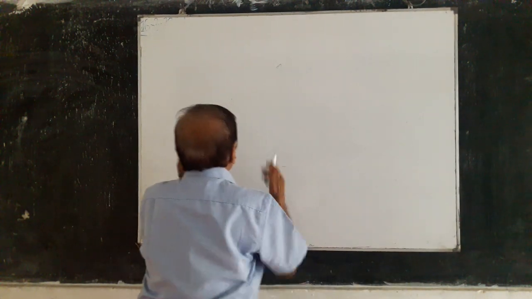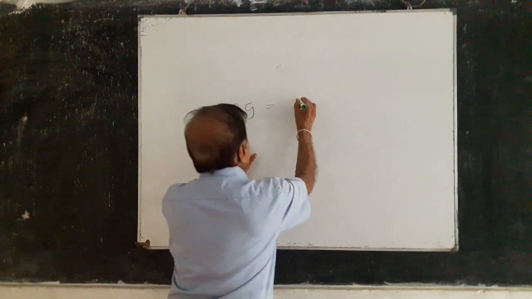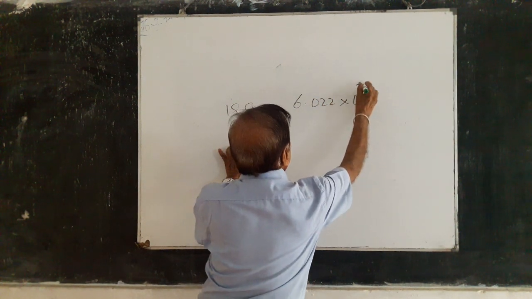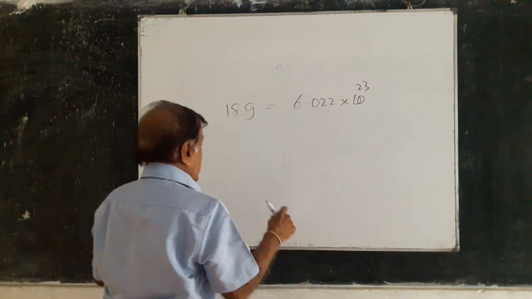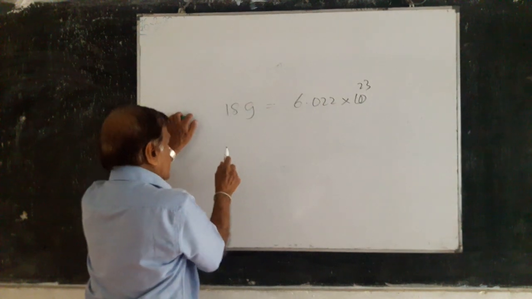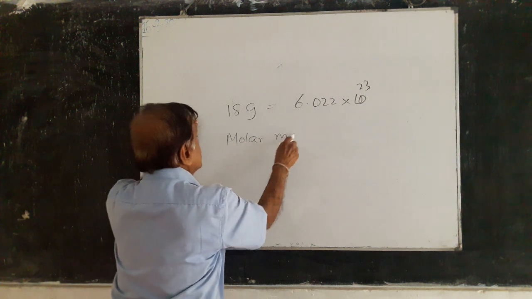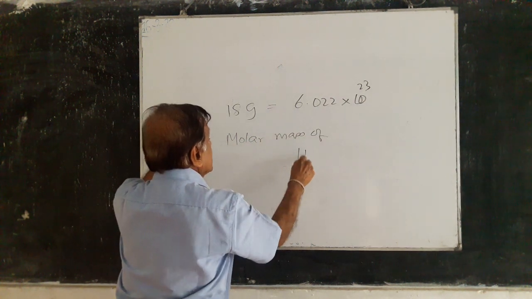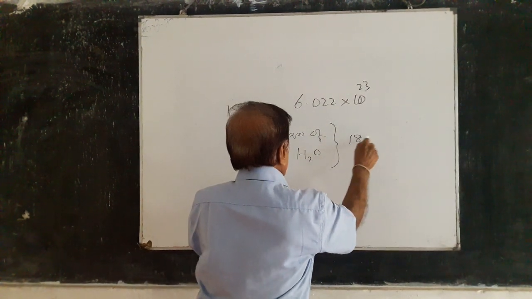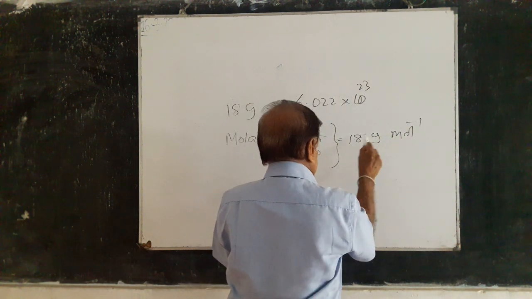When you take 18 grams of water, you have Avogadro number of water molecules in 18 grams. And also you can say the molar mass of water is 18 grams per mole.